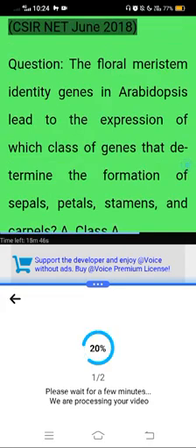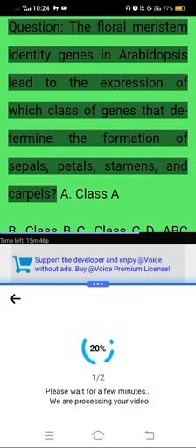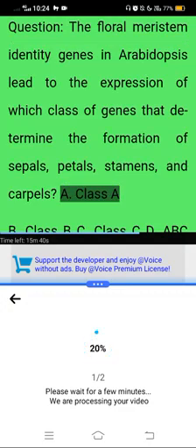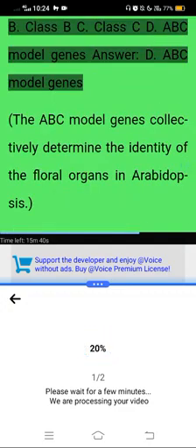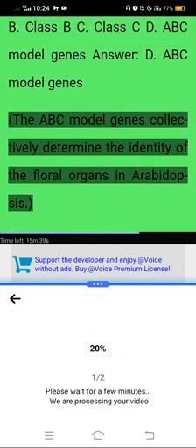CSIR NET June 2018. Question. The floral meristem identity genes in Arabidopsis lead to the expression of which class of genes that determine the formation of sepals, petals, stamens, and carpels? A, class A. B, class B. C, class C. D, ABC model genes. Answer. D, ABC model genes. The ABC model genes collectively determine the identity of the floral organs in Arabidopsis.